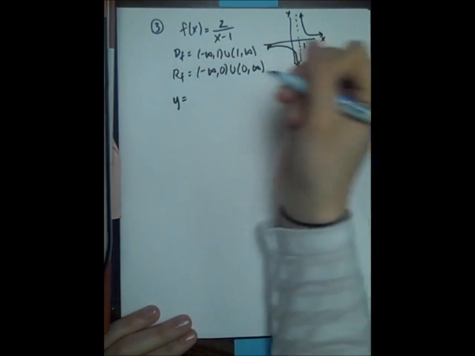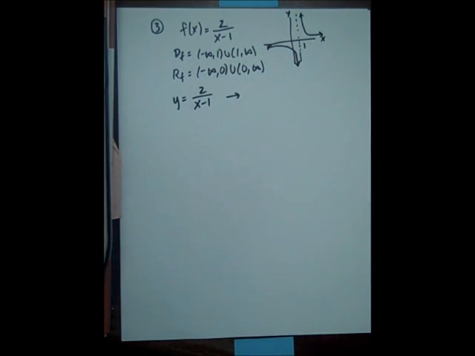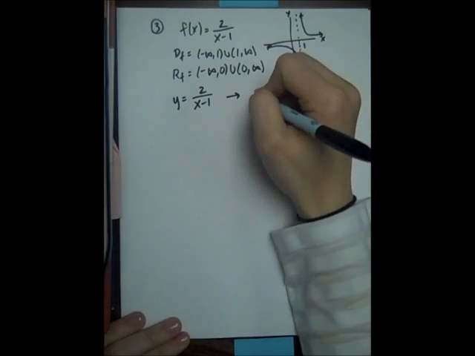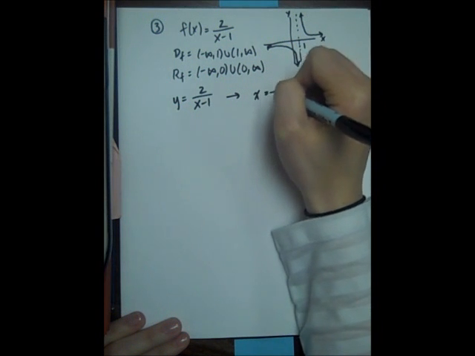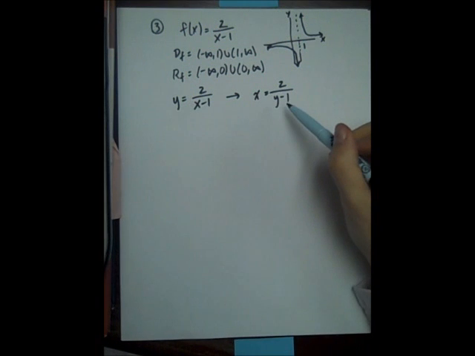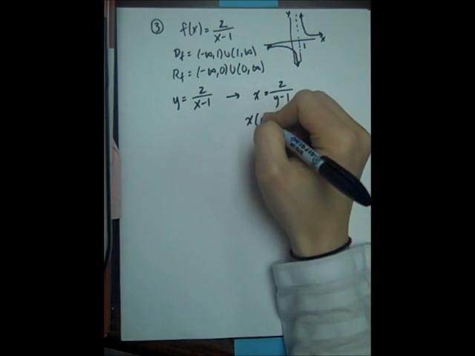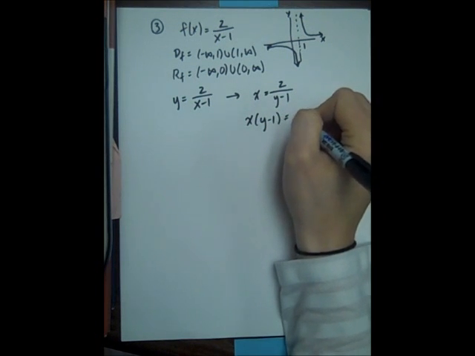Step 1, set y equal to f of x. Next, switch my x and y. Now I need to solve for y. Problem is y is in the denominator, so let's multiply both sides by that denominator. So x times y minus 1 is equal to 2.